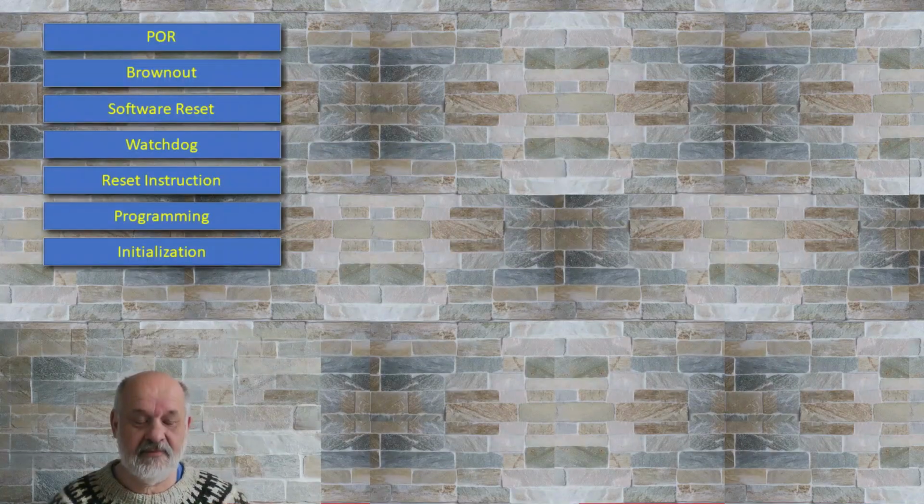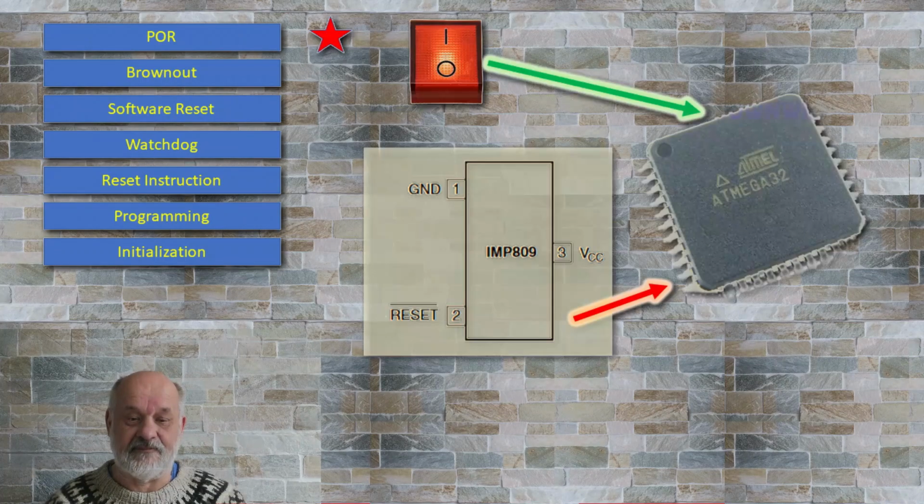Okay. Now, we are going to talk about the reset, the types of resets your microcontroller is probably going to execute. The first and most obvious reset is when your microcontroller is powered up. The reset line is held active until the power supply is adequate, and then the reset pin is released. This is a hardware reset, generally known as POR, power on reset.